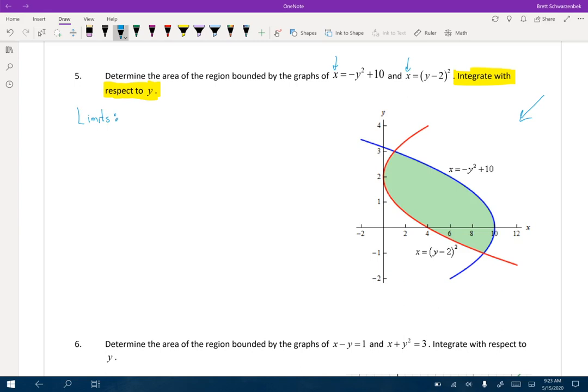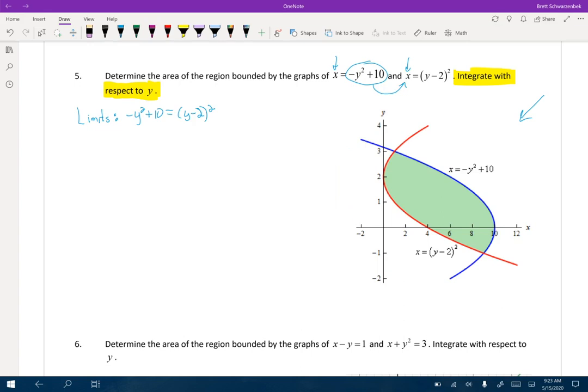Since x is equal to negative y squared plus 10, that essentially allows us to put it in for x right here and get negative y squared plus 10 is equal to (y minus 2) squared. All right, so we're allowed to do that. Now everything's in terms of y, because our limits are now going to be this way instead of this way. That's going to be the key. If we're doing it in terms of y, then that's got to be the case.